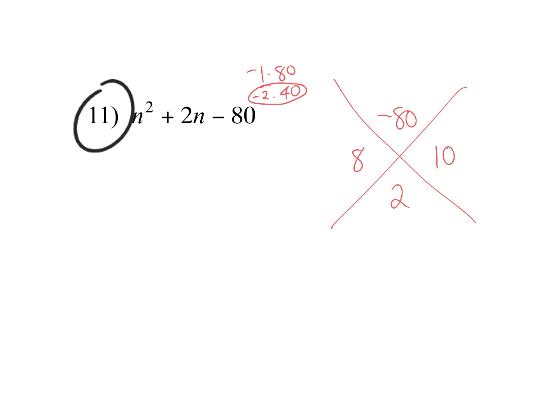And which one's going to be negative? Well, actually, +2. So it's going to be -8 and +10. Okay, so we get n minus 8 times n plus 10. Remember, the sign down here needs to match the bigger number, so it's going to be +2, and +10, and this is going to be our answer.